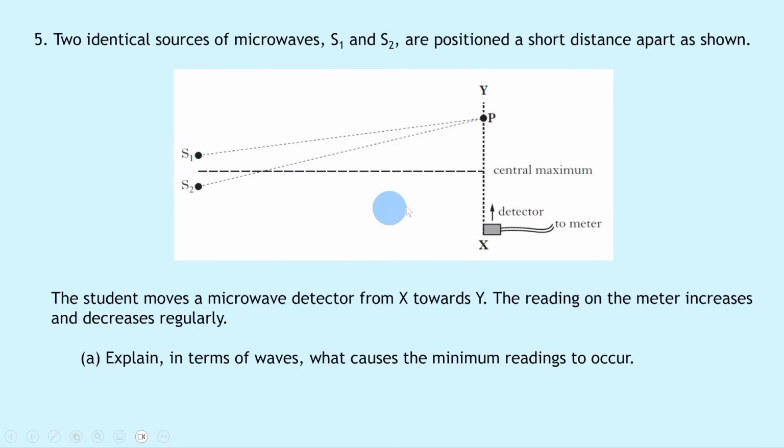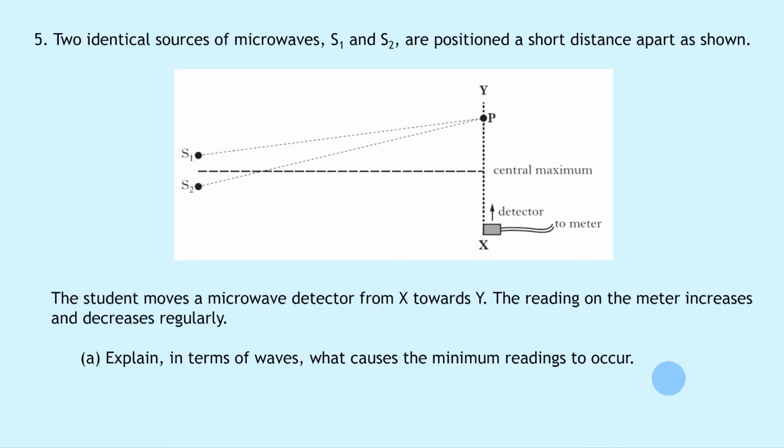So there's our two sources, and there's point P, and we've got X to Y shown here. We've got the central maximum shown in the middle, and then point X where the detector is. And it says the student moves a microwave detector from X towards Y. The reading on the meter increases and decreases regularly. Part A says explain in terms of waves what causes the minimum readings to occur.